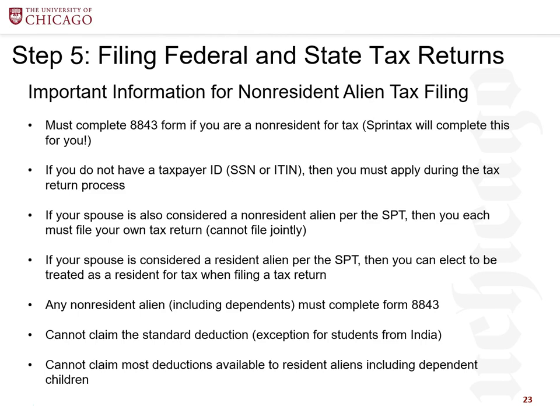Any non-resident alien, including your dependents, must complete a Form 8843. So if you have children who are in the U.S. with you on F or J visas, for example, you must complete a Form 8843 on their behalf. Non-residents are not entitled to claim the standard deduction, with a small exception for students from India. They are not subject to that restriction. And non-residents cannot claim most deductions that are available to resident aliens, including dependent children. SprintTax will help make those determinations for you if you have questions about that.